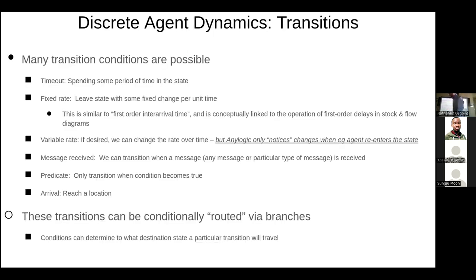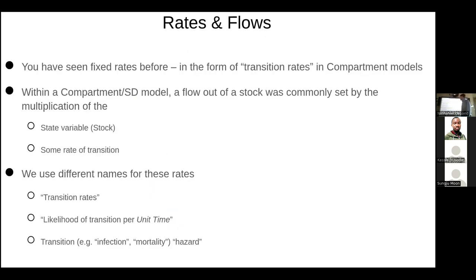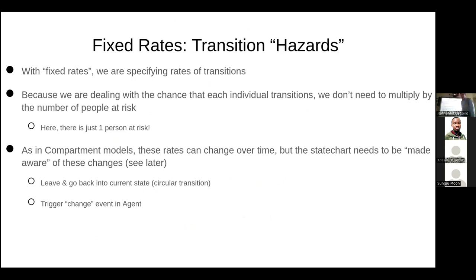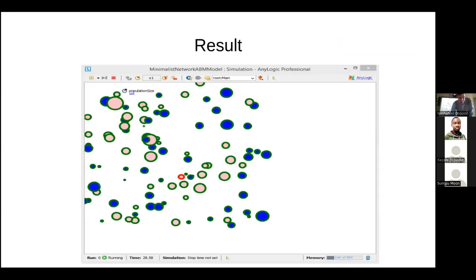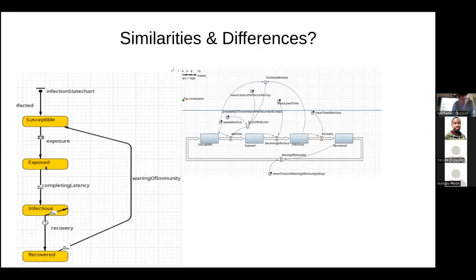This fixed rate or variable rate is very similar to what we have in compartmental modeling, rate transitions. Basically it's the same idea here, except it needn't be memoryless, and we'll come back to that. So with fixed rates, we have these transition hazards, and we're dealing with this chance an individual transitions. So we don't have to multiply by a number of people at risk. Here we're dealing with a single person who's going, say, from exposed to infectious with a certain chance per day. In a stock and flow model, the formula for this would be infectious divided by mean time infectious, because each of these people has a chance of transitioning.